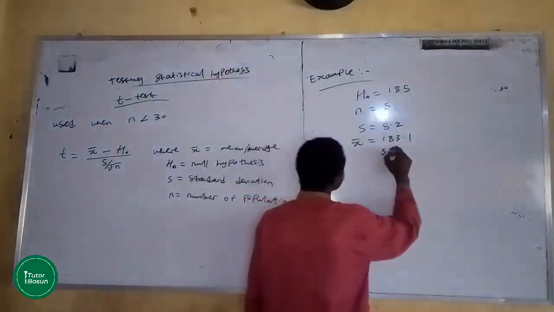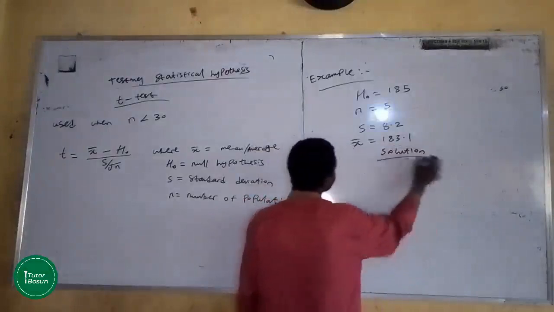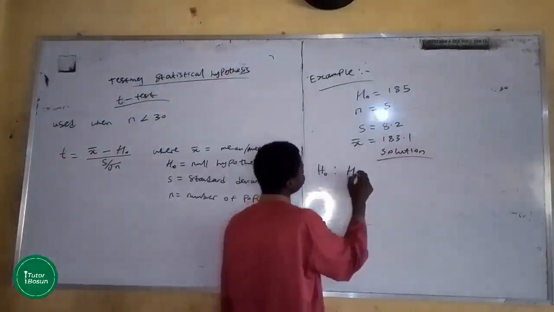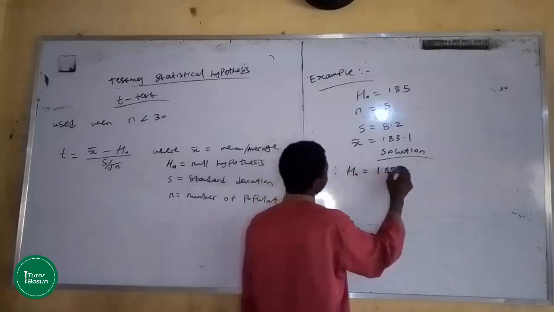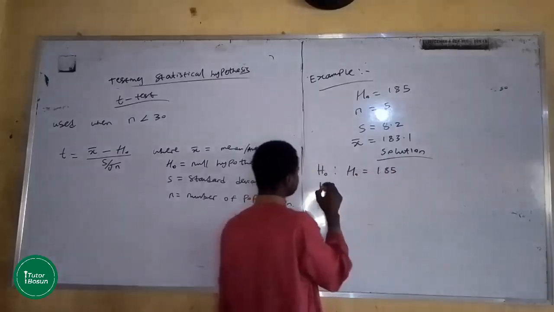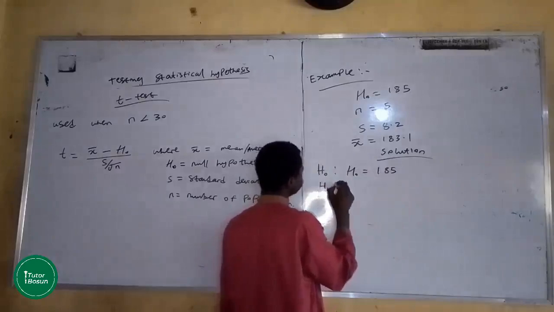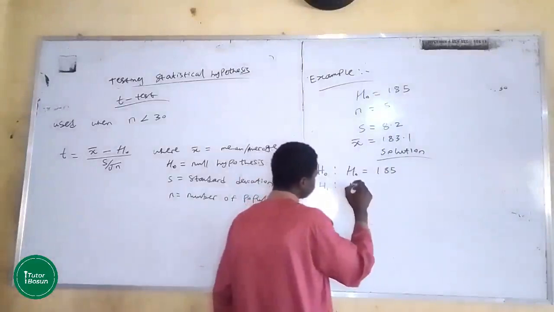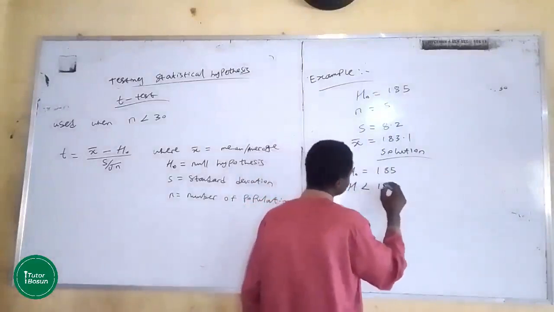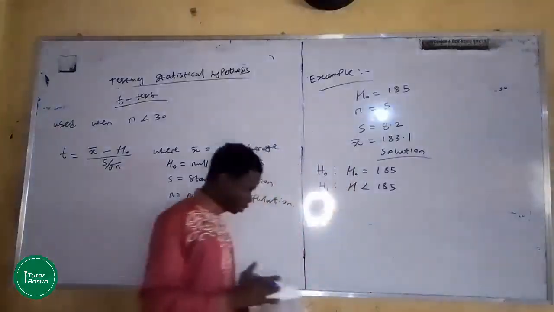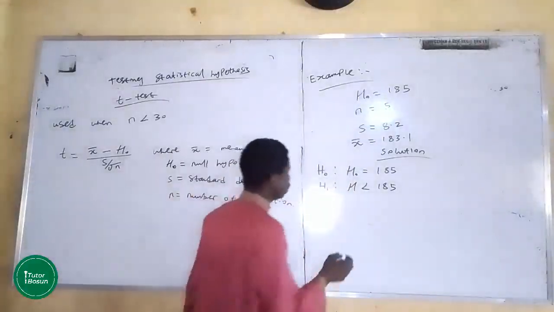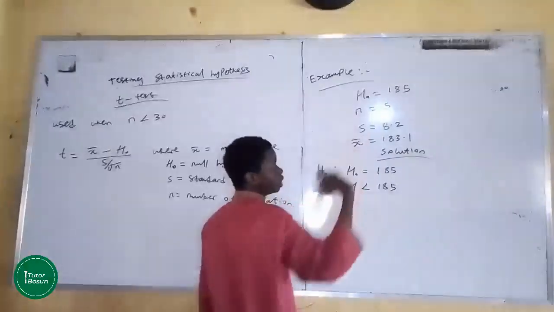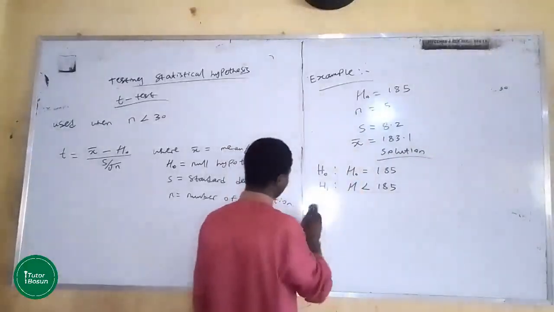So, solution to this question, it says that your null hypothesis H naught should be equal to 185. Your alternative hypothesis H1 should be guided as mu less than 185. Is it given in the question, less than 185? And we already know n to be 5. All the parameters that have been given, I've stated everything out. So let's apply our formula t.